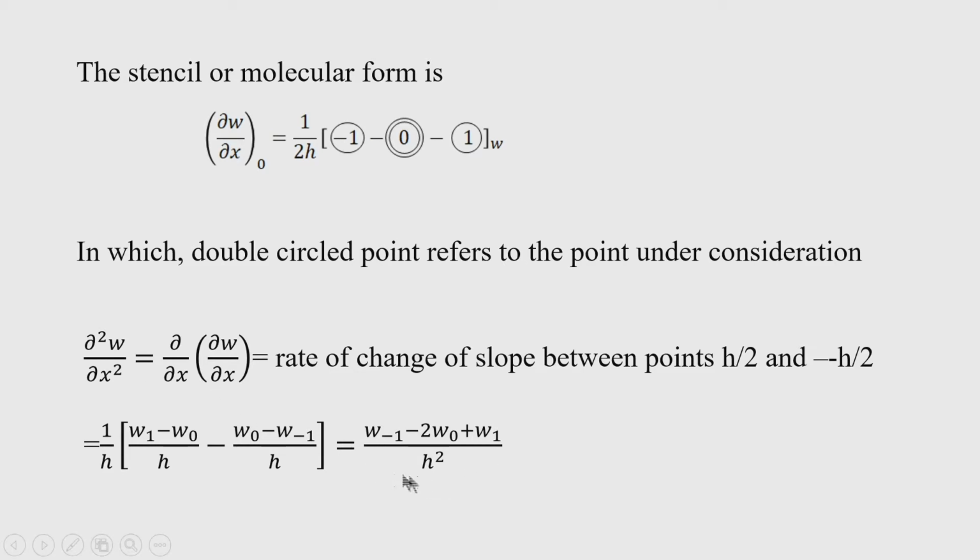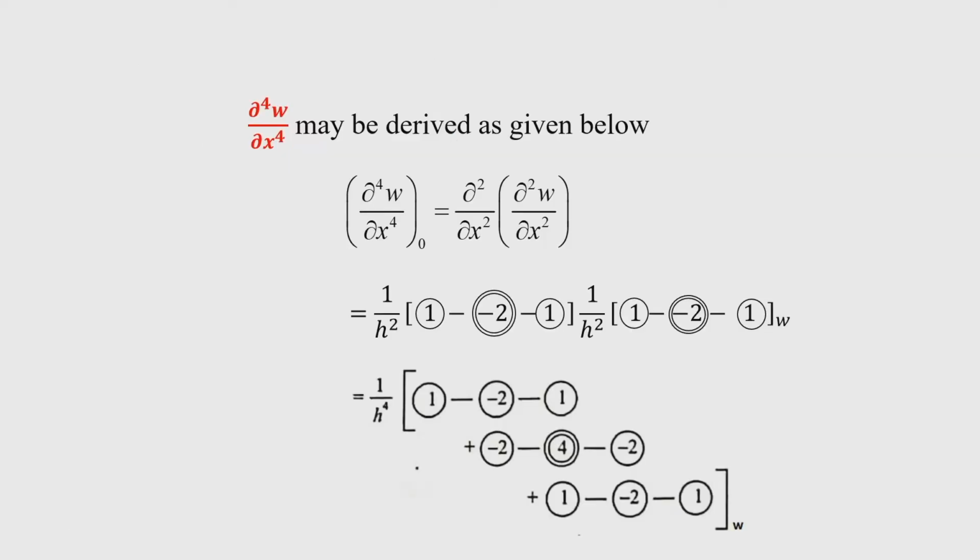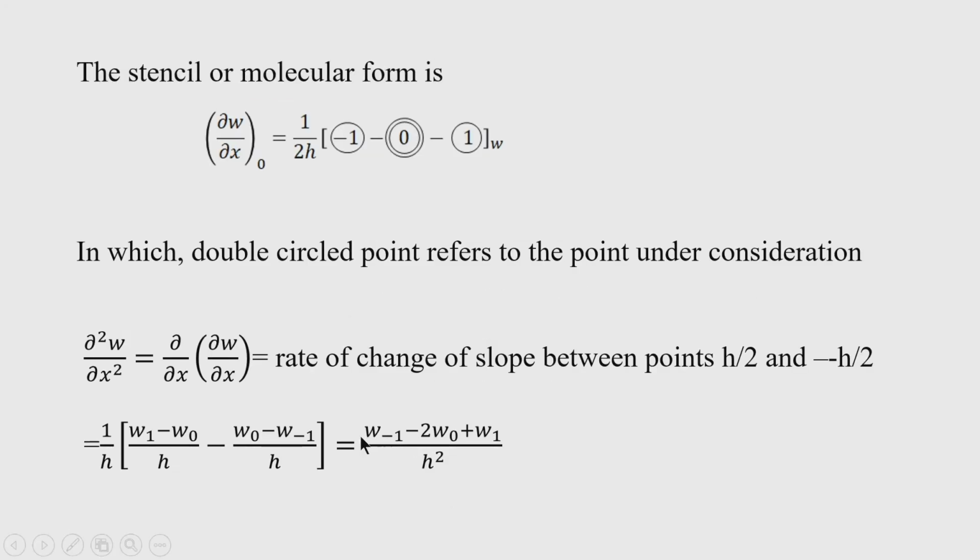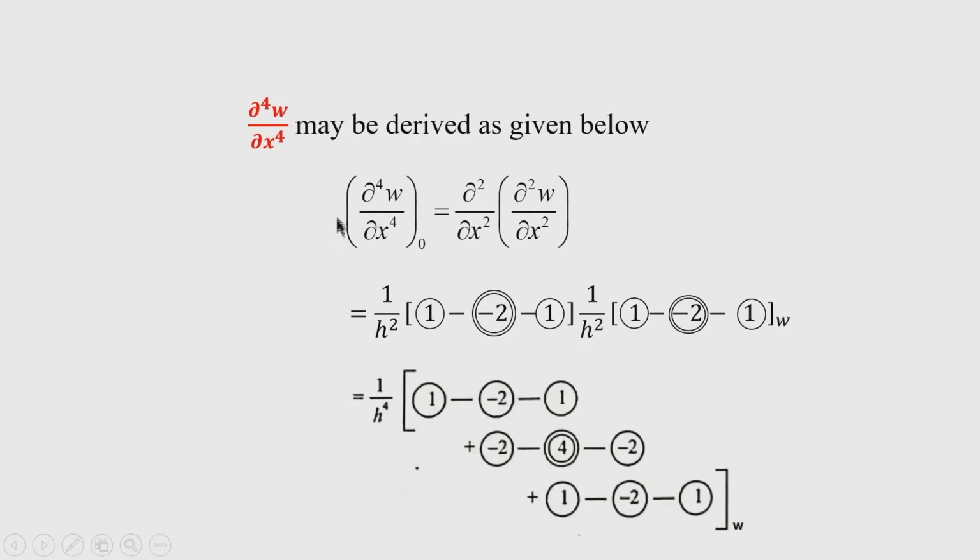This can be written in the molecular form or stencil form, and the stencil form will again have 3 points, but here the coefficient will be 1 by h square, and there it is plus 1, and there it is plus 1, and here it will be minus 2. Although I have not represented it here, in the later expressions you will find this curvature appearing in the molecular form. Now the fourth derivative, that is the highest derivative in the plate equation, is to be evaluated.